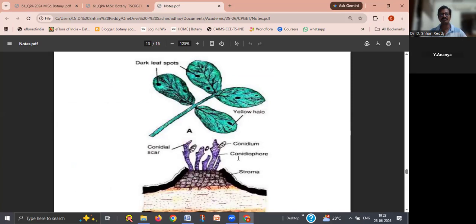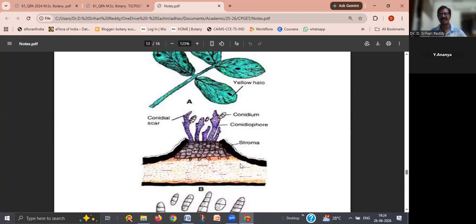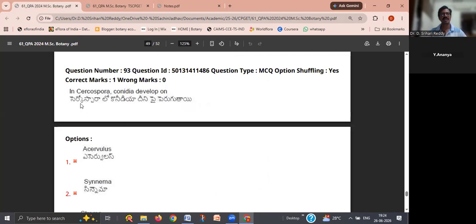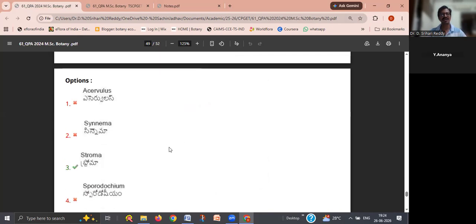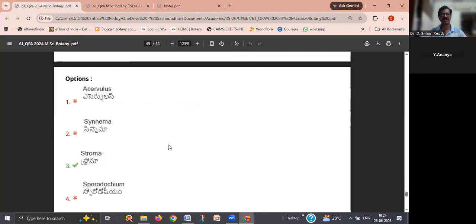You see the structure here, acervulus. Here you see from where these conidiophores are produced, from the filamentous structure at the base, called stroma. Stroma is an interwoven hyphae. The fungal filaments are also called hyphae. Mycelium and hyphae, these are the terms used with respect to fungi. So the right answer is stroma. In Cercospora, conidia develop on stroma. That is the right answer.